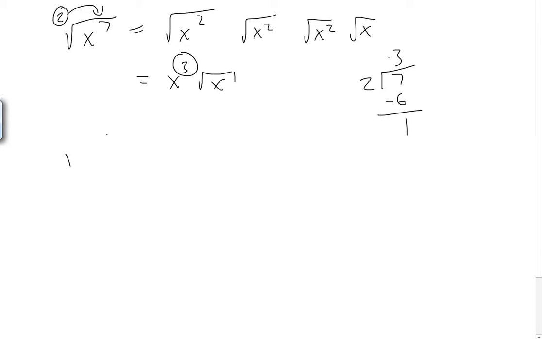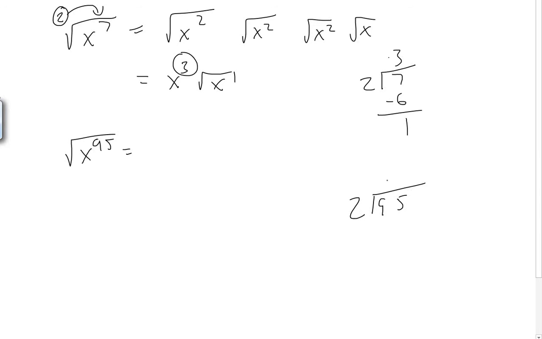And so that would be really helpful, like if I had the square root of x to the 95th power. I don't want to have to write out the square root of x squared times the square root of x squared a bunch of times. I don't want to have to do 95 x's. So rather, I can just ask myself that same question. How many times does the index, how many times does 2 go into 95?